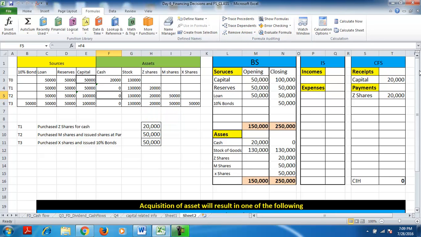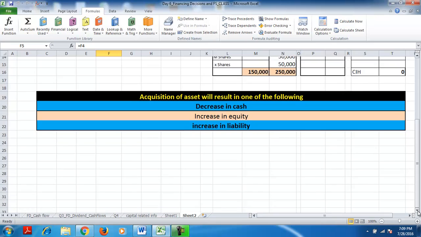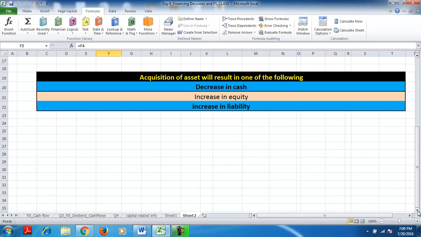Whenever we see any organization purchasing assets, we have to ask a question: how is this asset being purchased? Or in other words, how is the company financing that asset? By using existing cash, or by creating a liability, or through the issue of shares. So therefore, we say that in principle, acquisition of asset will result in a decrease in cash, an increase in equity, or an increase in liability. Thank you very much.